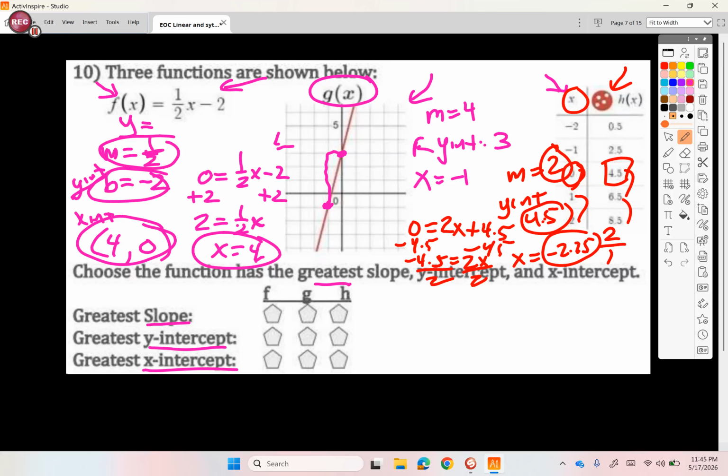So let's start with slope. The biggest slope from all of the slopes that we calculated here is the middle one, G. So we can check the box for G. Y-intercept, biggest one was 4.5 over here for H. You check H. And the x-intercept, biggest was the only positive x-intercept we got, F. And that's it. It's just comparison.